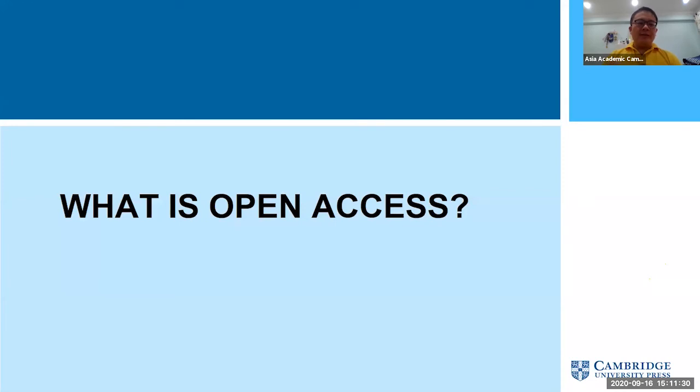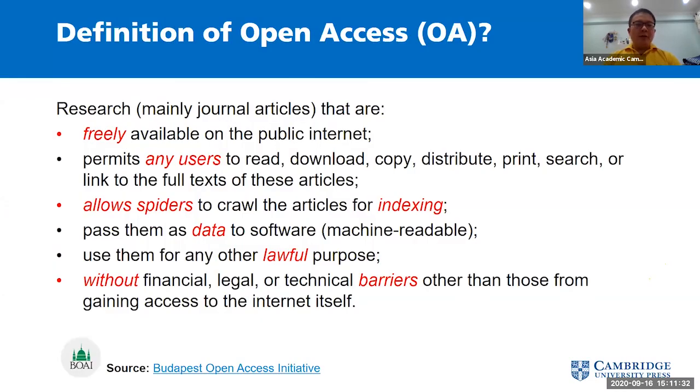Now to open access. What's the definition of open access? It's research that is freely available, which permits any users to read, download, copy, distribute, print, search, or link to these articles. Spiders can index it, pass them as data to the software, and use it for any other lawful purpose by readers or any other persons who have access to the internet. So you don't need to pay, you don't need to download any software, you can just access it, then we will consider it as open access.